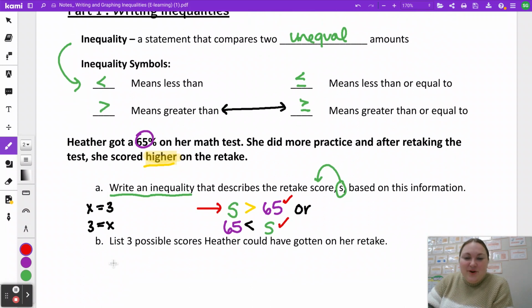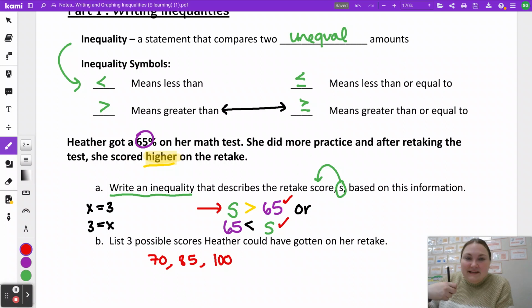Well, if she scored higher on the retake, maybe she got a 70%. That would be higher. Or maybe you said she got an 85%. That would also be higher. Maybe she got 100%. All of those would be higher. Or maybe you wrote down 3 numbers that I did not put up here yet.